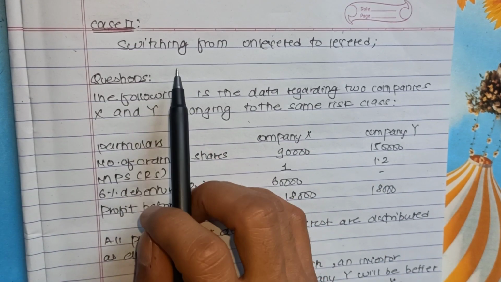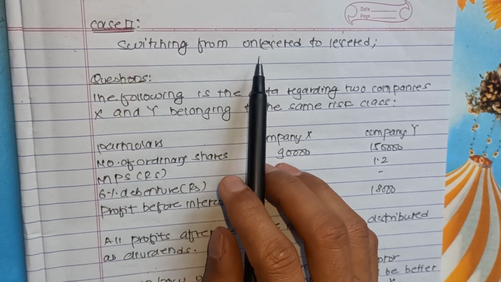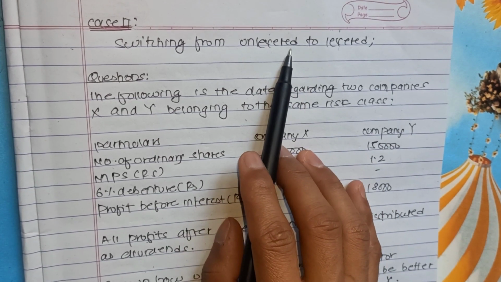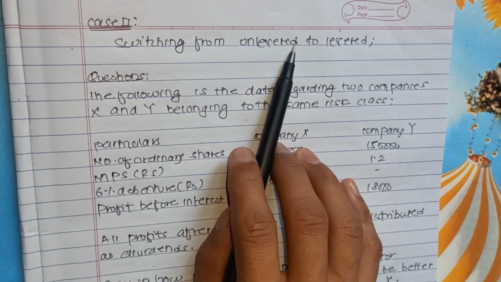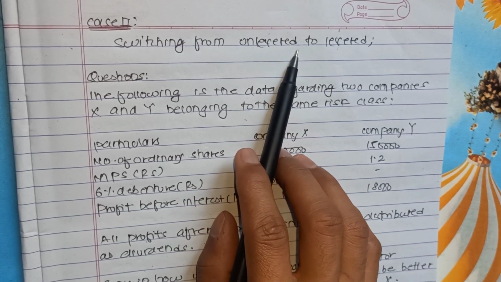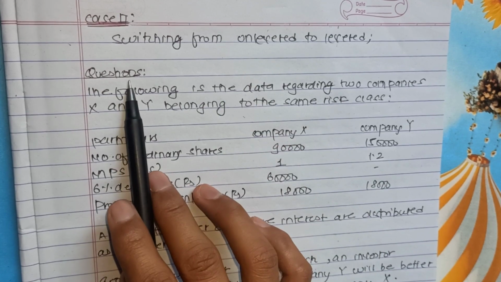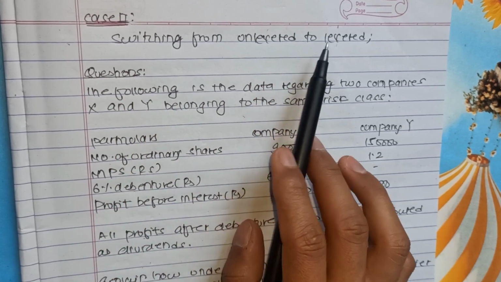Now we are going to discuss case second, switching from unlevered to levered. As we have already discussed how to switch from levered to unlevered, and we have also calculated the arbitrage gain, now similarly we are going to discuss unlevered to levered.